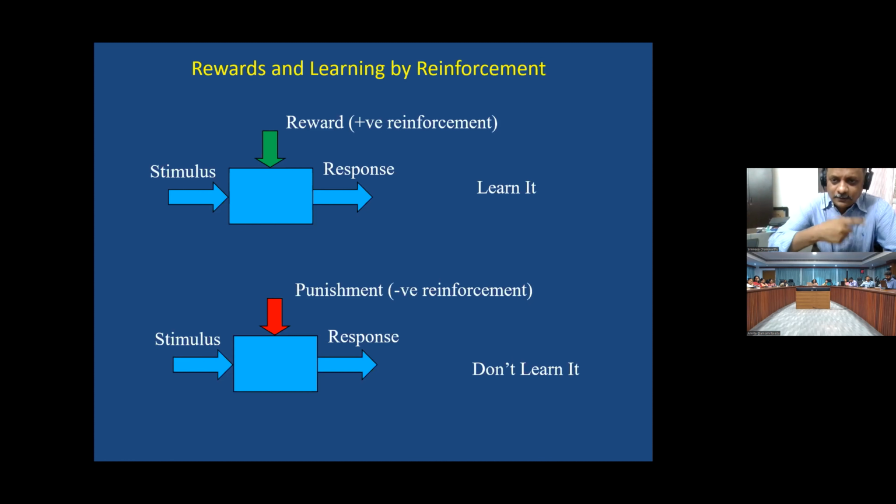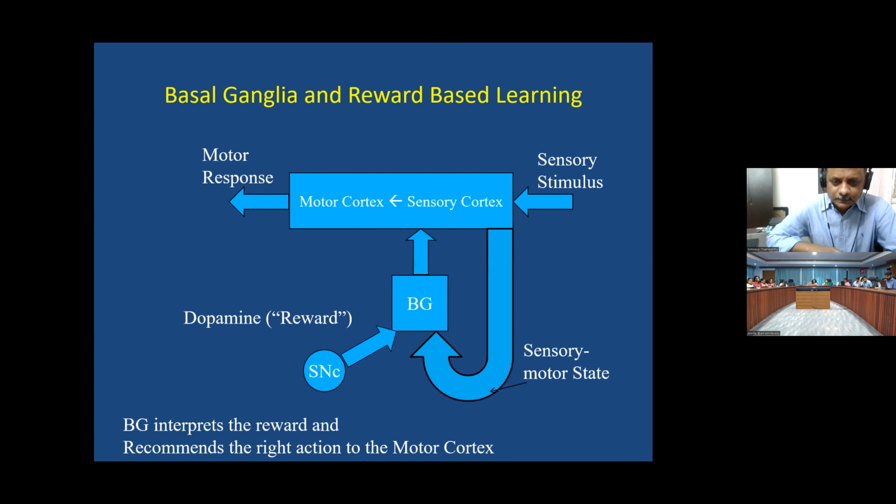So next time around, it will repeat the same response. On the other hand, if the response results in punishment, the animal understands that this is not a good response. Next time I try not to do it. So the stimulus response connection will be attenuated. So this, simply put, is reinforcement learning. But as you elaborate this idea, you get a very sophisticated body of mathematics, and when you apply it to basal ganglia, it gives a lot of insights into what basal ganglia does.